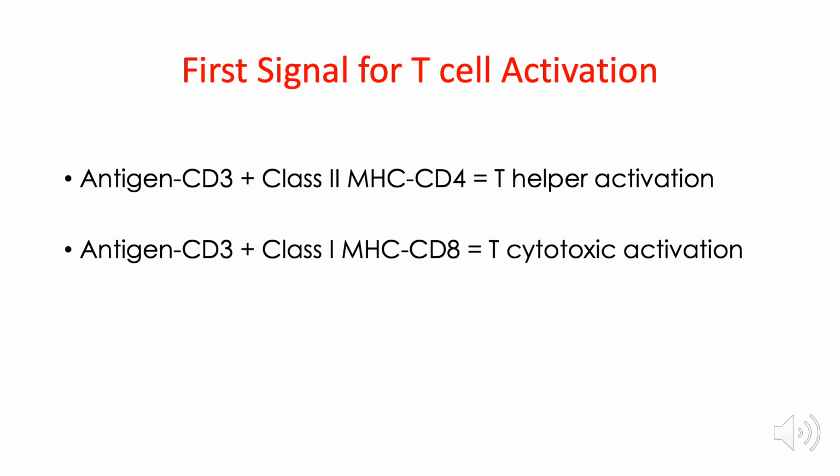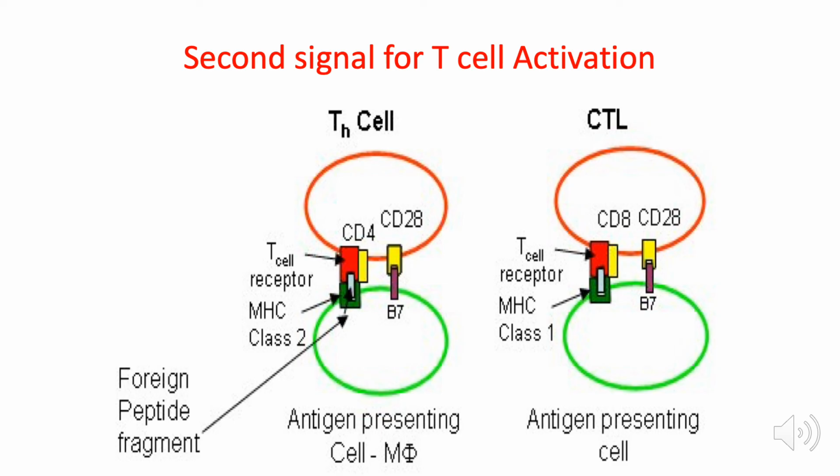The second signal is provided by another set of receptors. So, let's have an example. This is your antigen presenting cell. This is your first signal. The second signal now will be provided by the interaction of, you better listen, the B7 or CD80 or CD86 of the antigen presenting cell and the CD28 of the T helper or T cytotoxic cell.